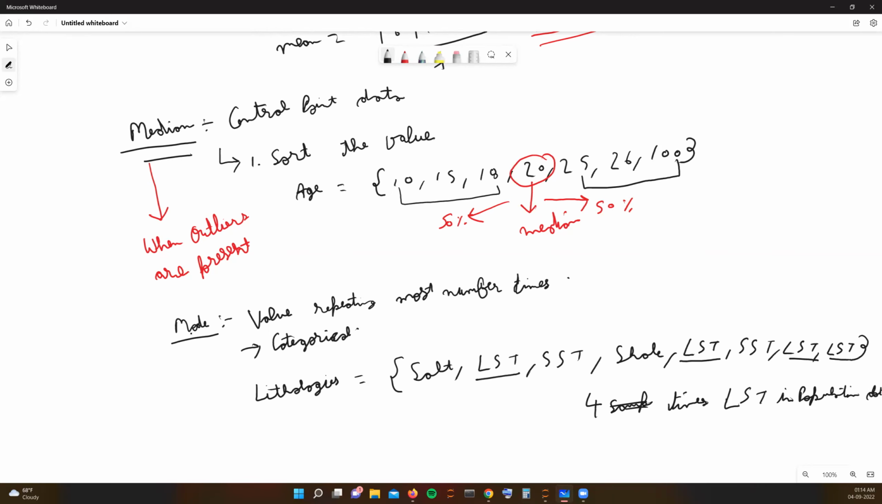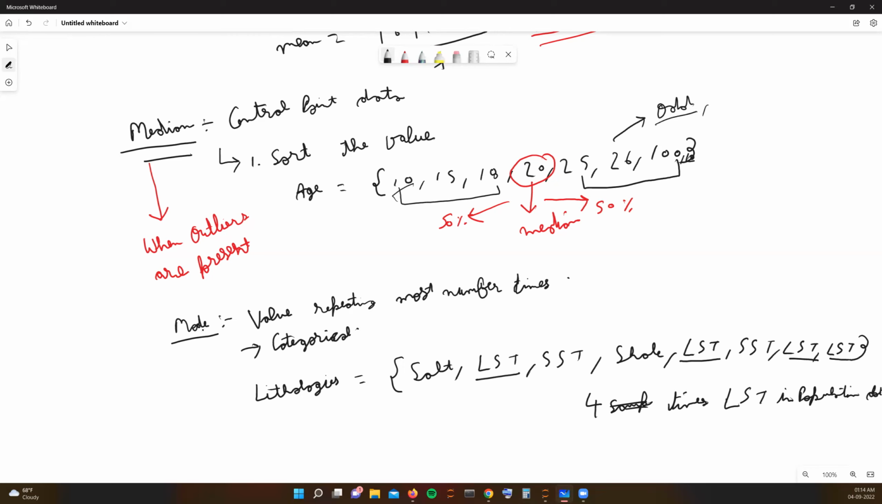In numerical data, you can also use mode. For example, in this age data only, if I add one more number, 10 here, so 10 will be your mode because 10 is repeating the most number of times, right? And one more thing in median: here an odd number of points were present, right? That's why just taking the middle point or the central point, I am saying that is the median.